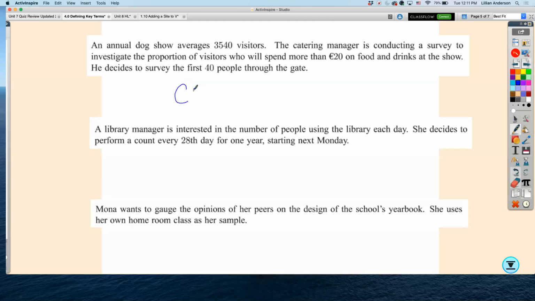It would be convenience. And the reason why it would be convenience is what? Just the first 40 people, so that's the easiest. Yeah, that's the easiest thing to do, right? You've got 3,540 people coming in. He's like, oh my goodness, before they get too deep in here, let me just get the first 40 people that walk through the gate. But if he took everyone, sat them down, it'd be simple. Now, if he stood at the door and said, okay, I'm going to collect every 10th person, then that would be systematic.